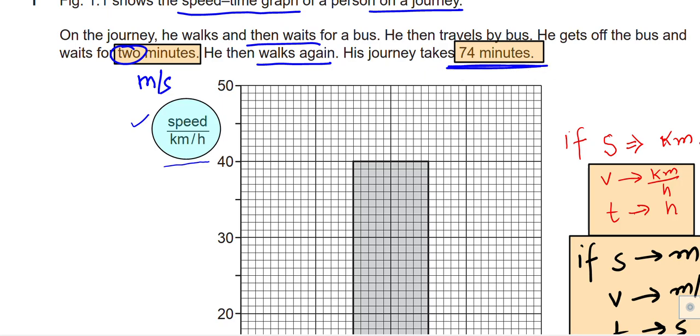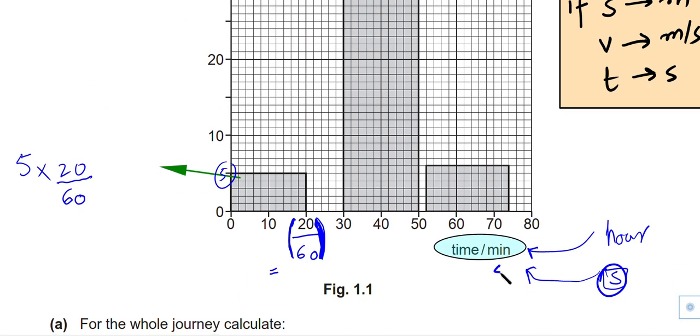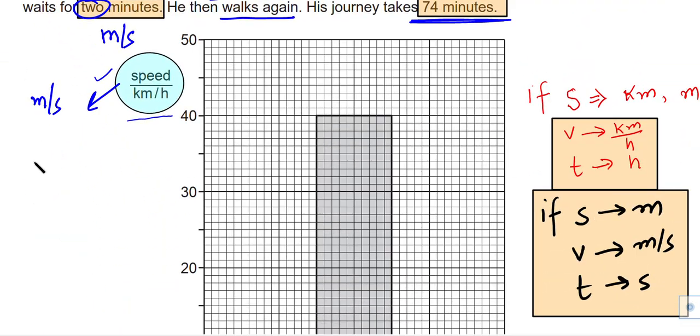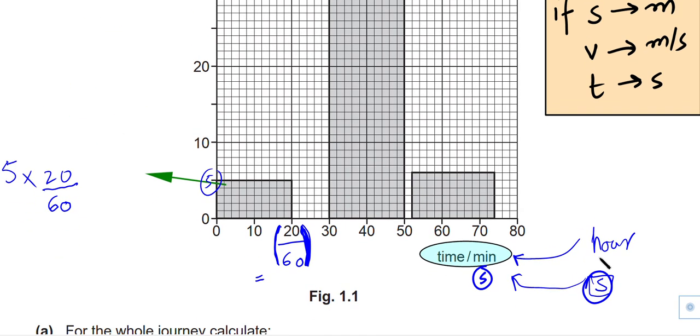What is the difference of this question with the other questions? In most of the questions, the speed is usually in meters per second and time is usually in seconds. So that is very easy. Other possibility: speed will be in kilometers per hour, but time should be in hours. So that is also important.